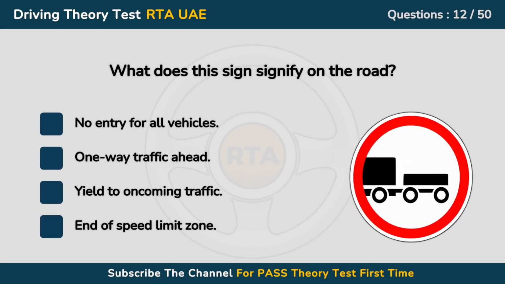What does this sign signify on the road? A. No entry for all vehicles. B. One-way traffic ahead. C. Yield to oncoming traffic. D. End of speed limit zone.